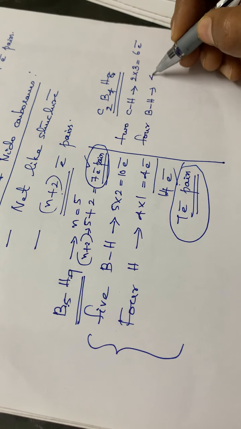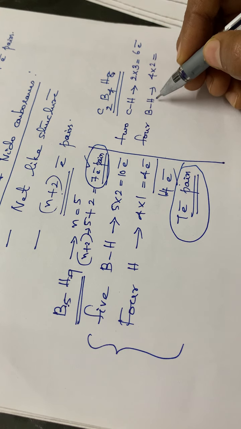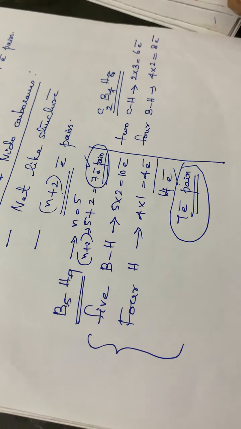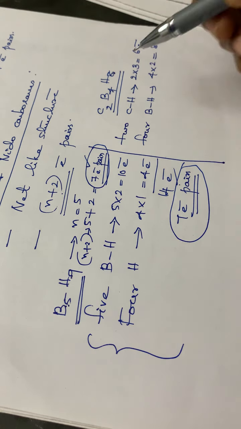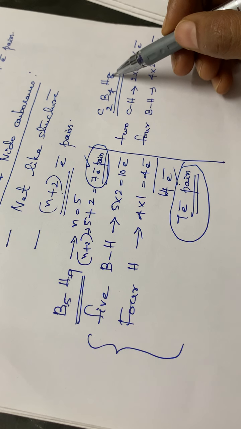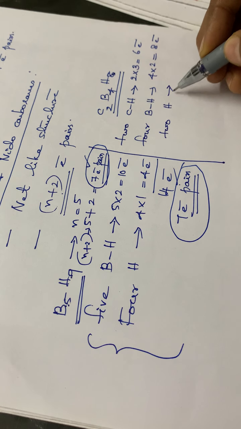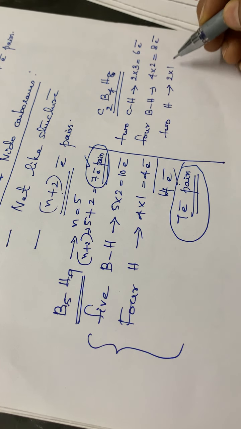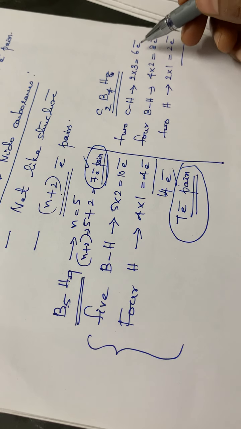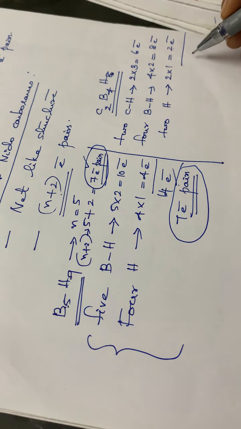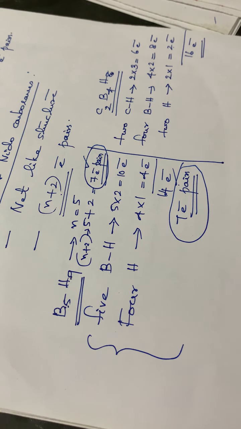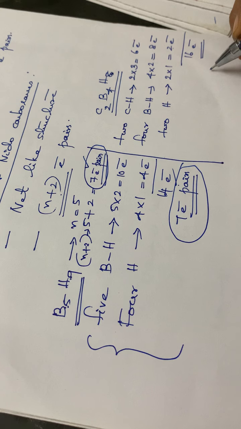Each BH unit will be donating 2 electrons, so 4 into 2, 8 electrons. In total 4 plus 2, 6 hydrogens have gone, so the remaining 2 hydrogens are there. Each hydrogen will be donating 1 electron, so 2 into 1 is equal to 2 electrons. So in total 6 plus 8 plus 2, that is 16 electrons, isn't it? 16 electrons means how many electron pairs? 8 electron pairs.